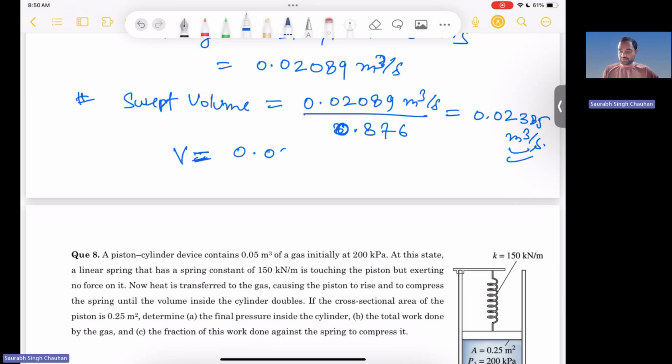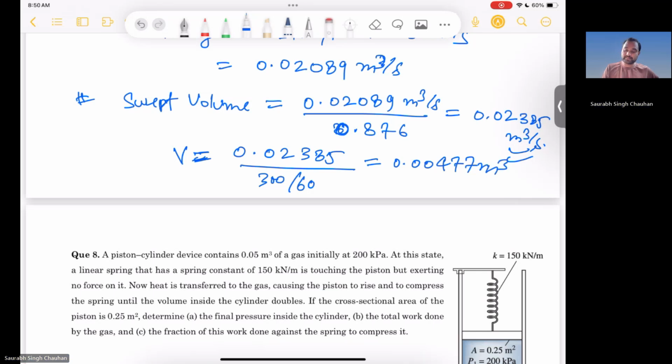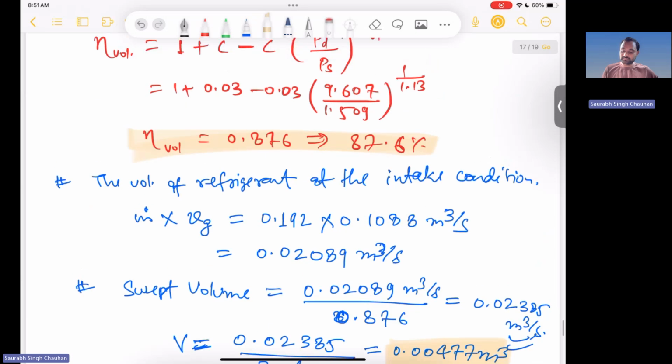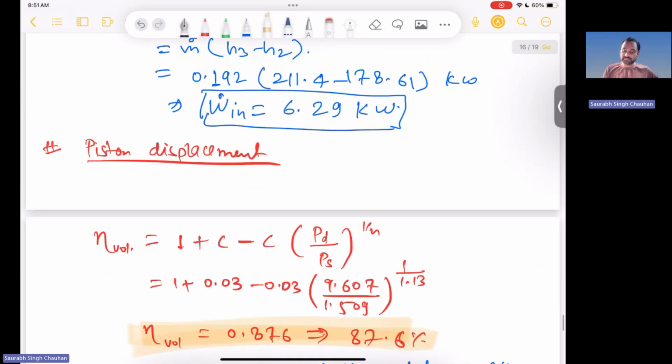So we need to divide by the number of revolutions in 1 second, right? So 0.02385 divided by 300 by 60. Okay. So swept volume comes out to be 0.00477 meter cube. Okay. So this is the swept volume. This is the volumetric efficiency.